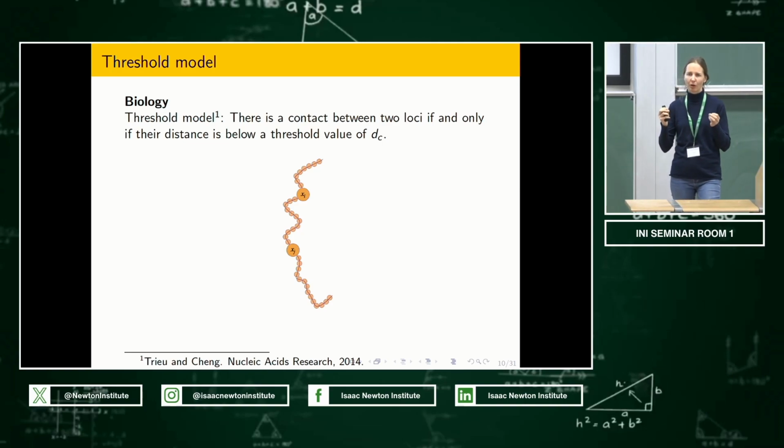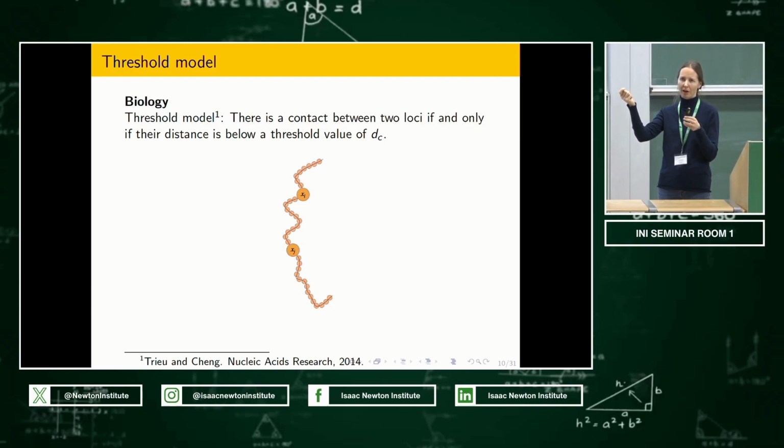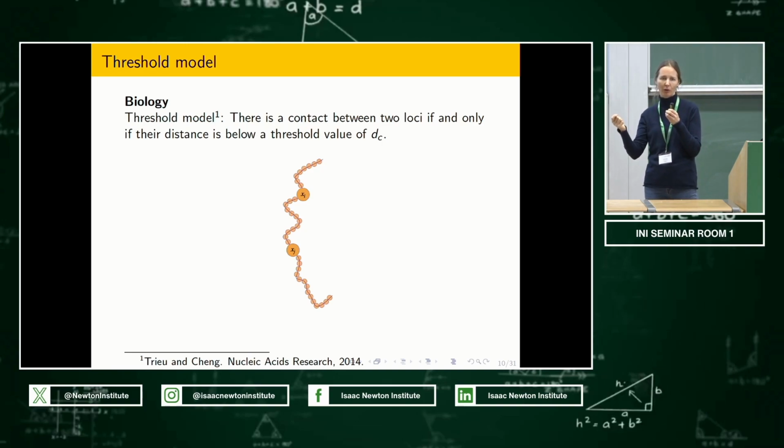And to me this is very natural. Basically you put a ball around your bead, and if there are other beads in this ball with radius d_c, then you have a contact between them, and otherwise you don't have a contact between them.